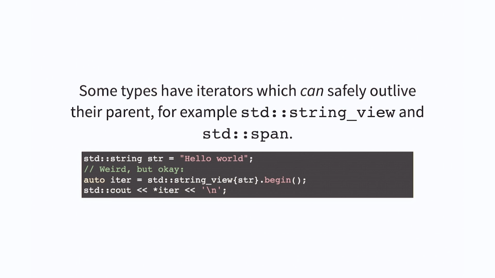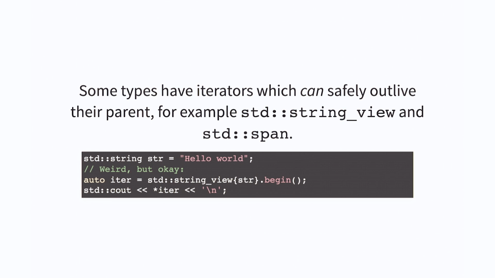So we can do things like this. This is kind of weird, but it's okay. So we've got a string hello world, and then we're creating on line 3 this temporary string view, calling begin on it, saving that iterator, and then the temporary string view is going to be destroyed, but we can still safely dereference the iterator, because the iterator is in fact pointing into str's character array, and so this is going to be perfectly all right. Kind of weird, but not a problem.